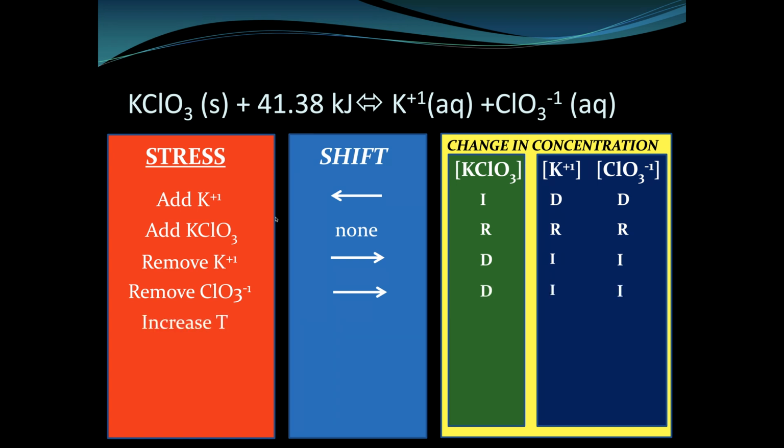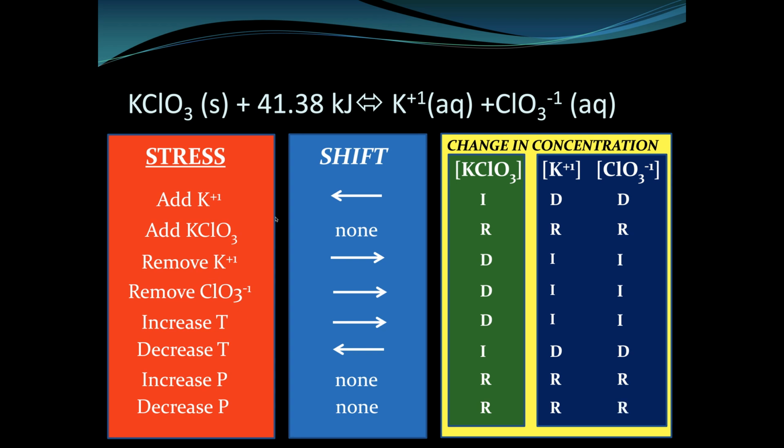If you increase the temperature, the equilibrium will shift in the endothermic direction, which is forward. You'll use up some of your solid and you'll form more ions. If you decrease the temperature, the exact opposite will be true. So this solute will be more soluble at higher temperatures and less soluble at lower temperatures. And of course, since there are no gases here, it doesn't matter what you do with pressure, you'll have no effect at all on your solution.